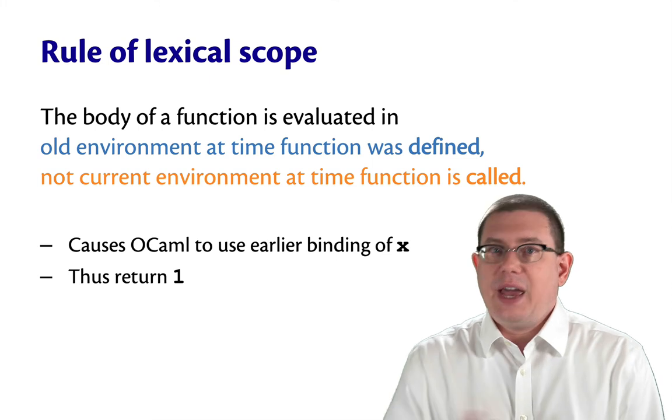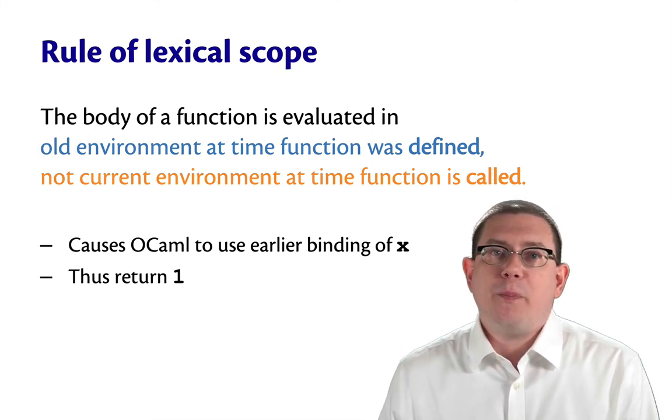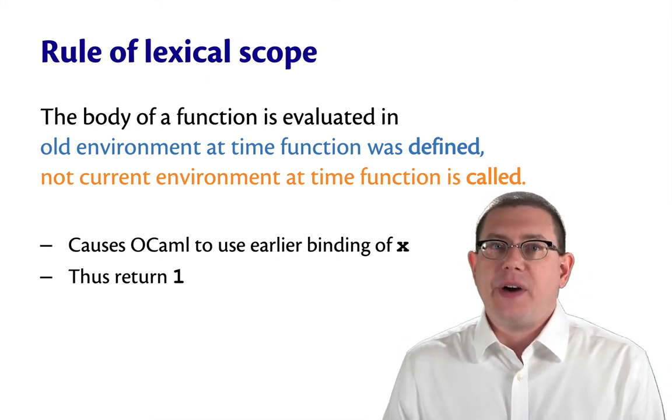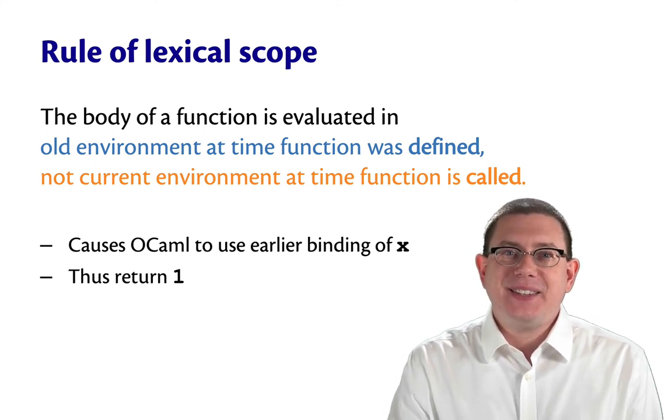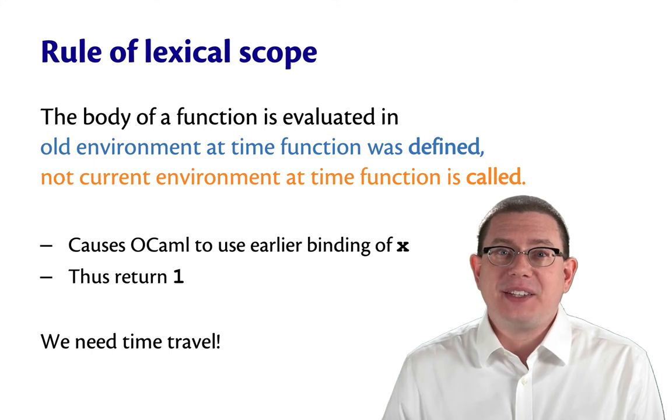So OCaml's semantics to get lexical scope requires returning to an old environment at the time a function is called, because you can't keep using the new environment. You've got to go back in time to that old environment at the time the function was defined. What that means is that OCaml semantics requires implementing time travel.